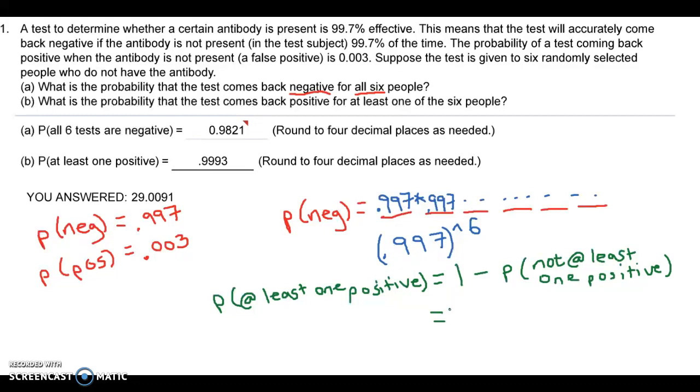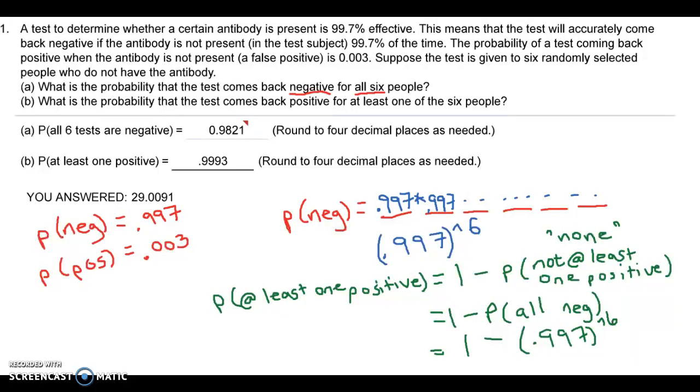So that is 1 minus the probability not at least one positive means that they're all negative. So this is where I say none. None of what you want. If you want at least one positive, none of what you want is all negative, which is what we figured out in the first part. So it's 1 minus that same calculation, 0.997 to the 6th power.